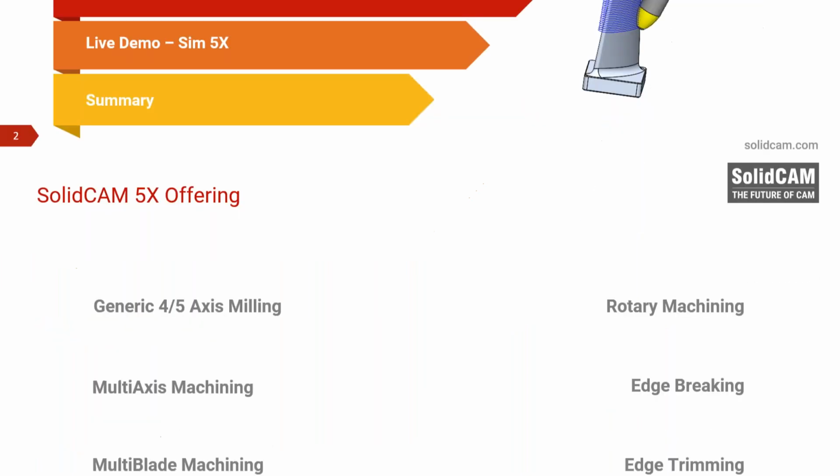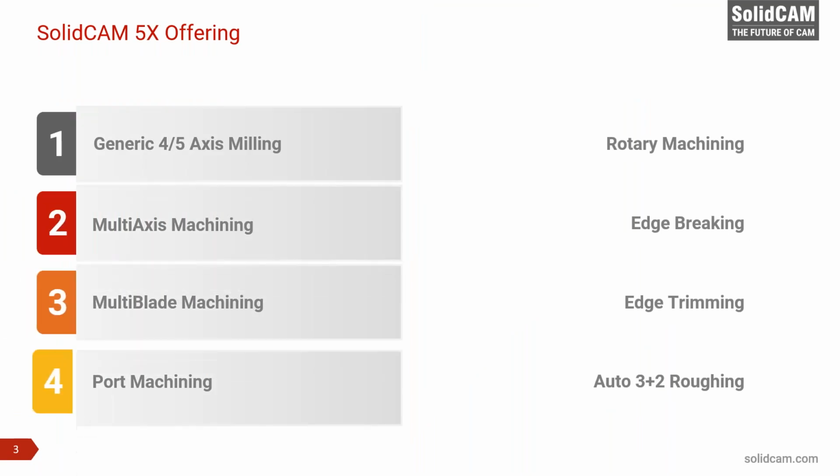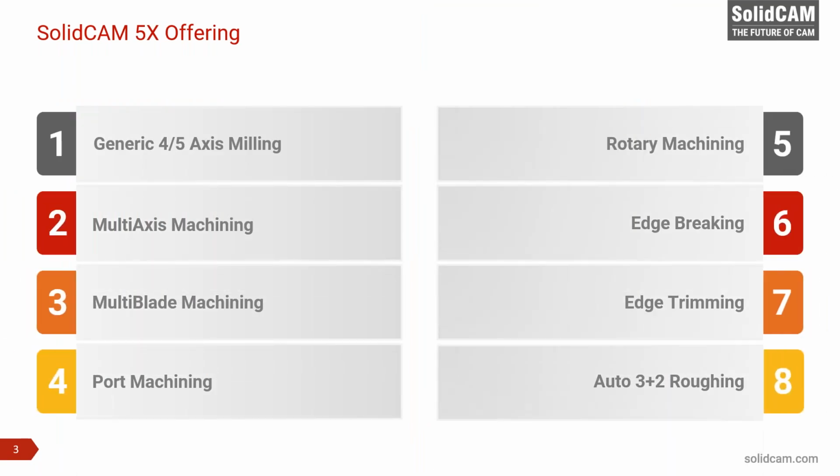So looking at our offerings, if we want to brush up again, we have the generic four and five axis milling, which we have already seen. Today, we are going to see multi-axis machining, multi-blade machining, port machining, rotary machining, edge breaking, edge trimming, and auto 3 plus 2 roughing. Auto 3 plus 2 roughing we have already seen. So from item number 2 to item number 7 is what we are going to see.